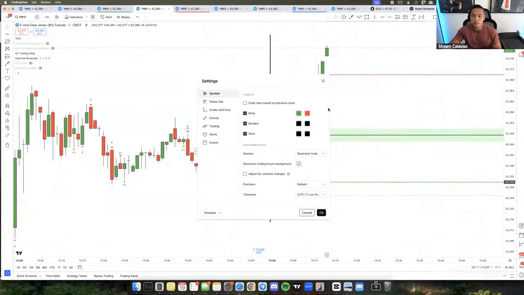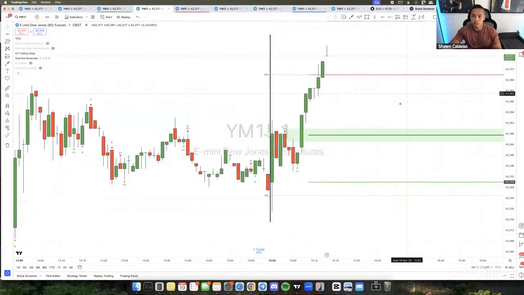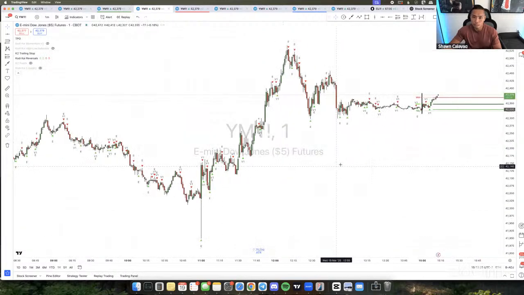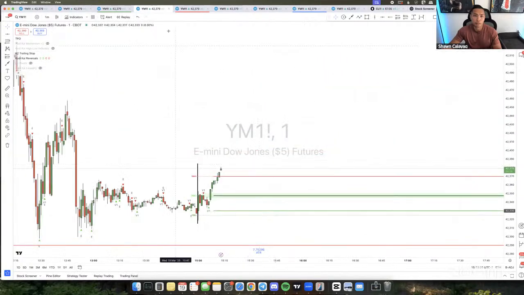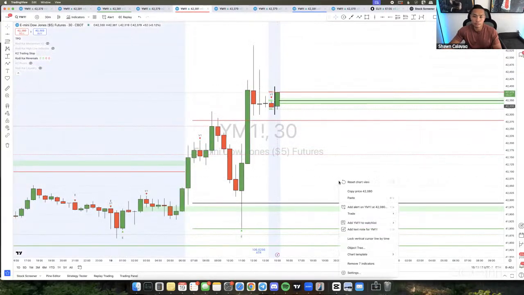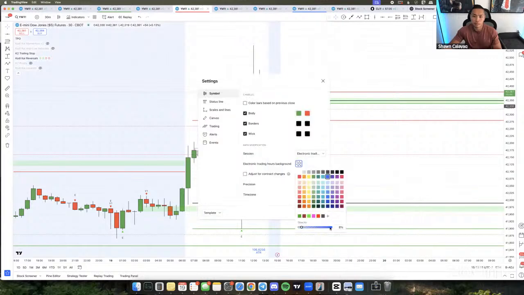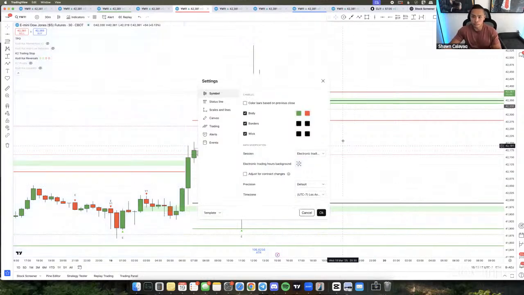this is my TPO chart. I use this to identify market profile. So if you want to add this to your chart, basically I have one for the 1 minute. I've got one for the 30-minute. And then I have one for the 1 hour.